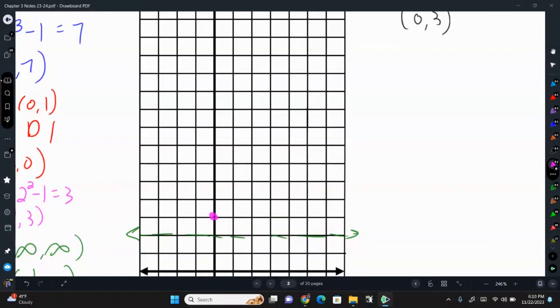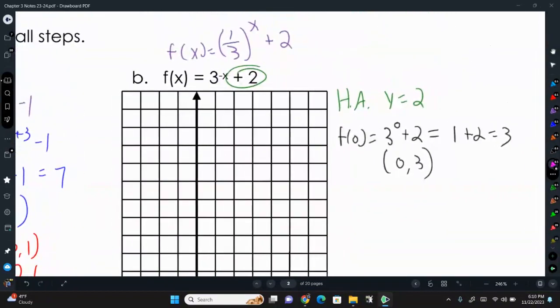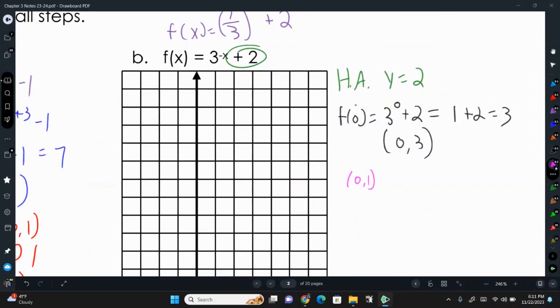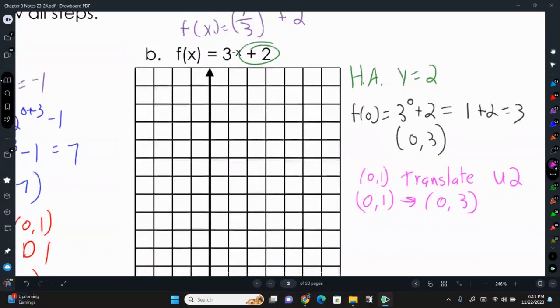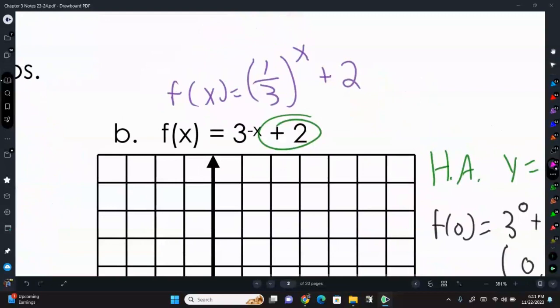Now for our second point, if you were to take the original y-intercept, 0, comma 1, and translated that up 2, because of that plus 2, that 0, comma 1 becomes 0, comma 3, which we already have. So we can't use that again as our second point. So we got to pick a nice value of x. Now, we could pick a positive value like positive 1, positive 2, but then we're going to have a fraction, and then we're going to have to add 2 to it.